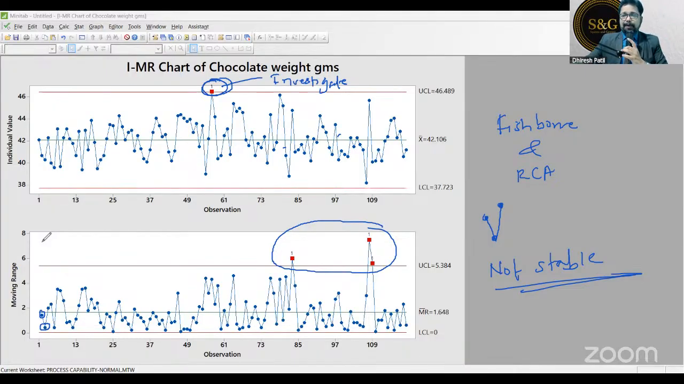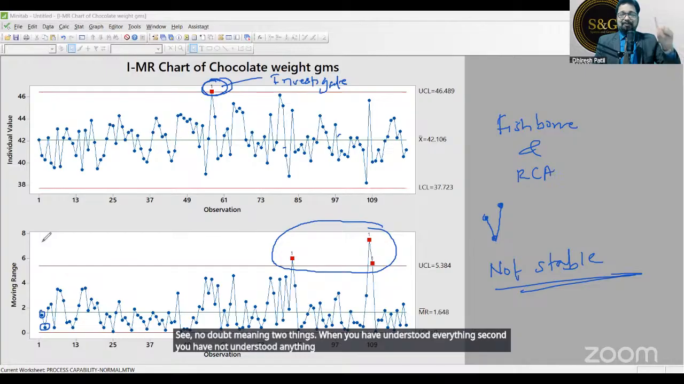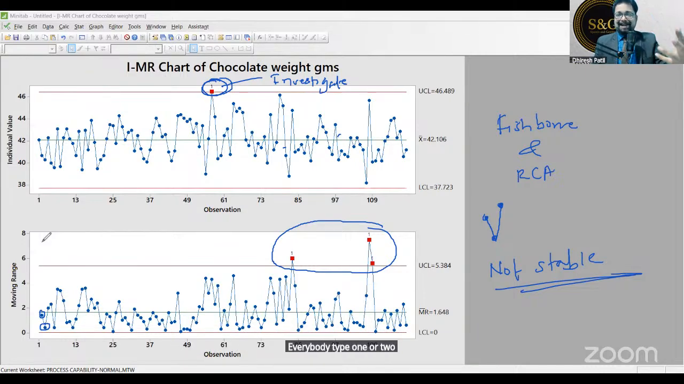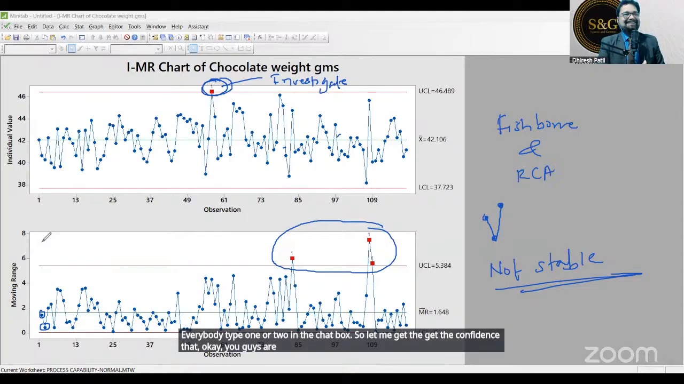See, "no doubt" means two things. One, you have understood everything. Second, you have not understood anything. So type 1 if you have understood everything, type 2 if you have not understood anything. Everybody type 1 or 2 in the chat box, so I can get the confidence that you are understanding what I'm talking about. Okay, very good.